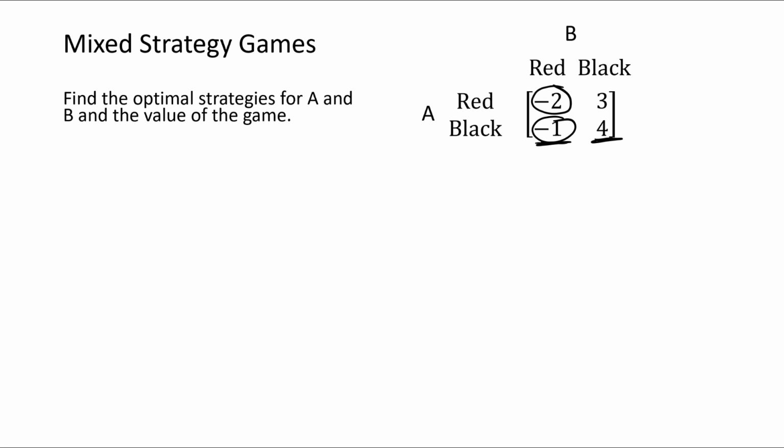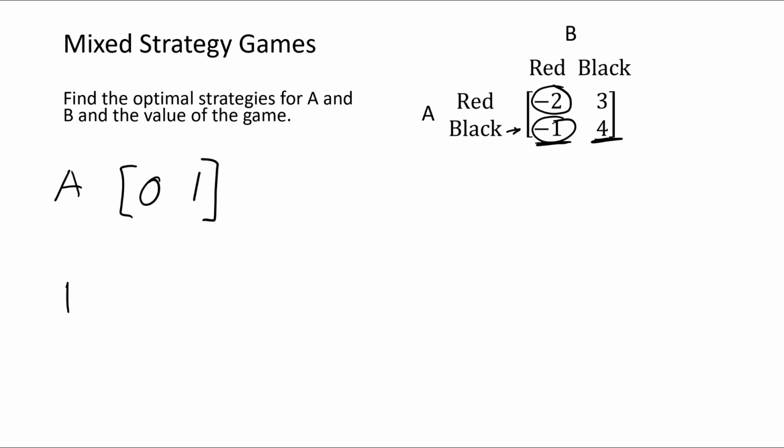So, optimal strategy for A. Player A is always going to choose black. They're always going to choose the strategy that results in the saddle point. So they're never going to choose red, so that's 0% of the time. And then they're going to choose black 100% of the time, so 1.